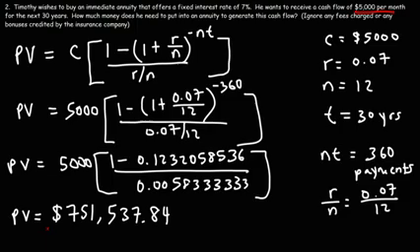So if John wishes to generate a cash flow of $5,000 per month for retirement for the next 30 years, he needs to roll over this amount of money from his IRA into an annuity. And that insurance company will have to pay him $5,000 per month for the next 30 years.